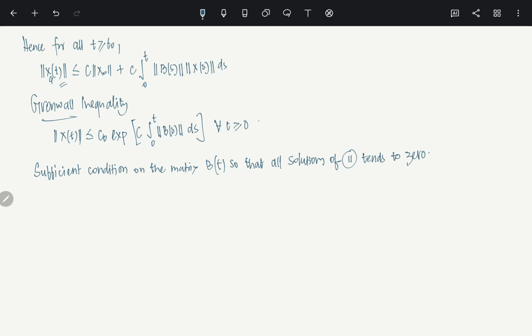So did you understand the question? See, the first thing was that we wanted to understand when all the solutions are bounded. Now we know that when all solutions of the homogeneous equation are bounded, then all solutions of the perturbed equation are bounded, provided that the norm of B is integrable. Now the question is this: when can we say that all solutions of this matrix equation with B of t tend to 0? Okay, so let me ask you this question. Maybe you can pause this video and think about this.